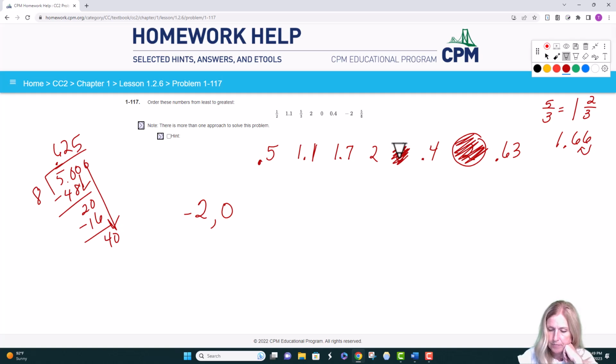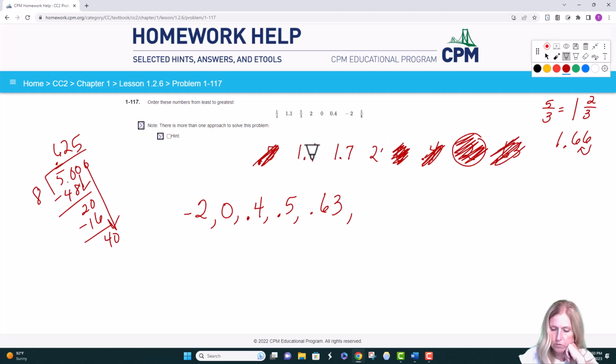So we've either got 0.5, 0.4, or 0.6. So 0.4, and then 0.5, and then 0.63, cross them out. We've got 1, 1, and 2, so let's do 1.1, 1.7, and then 2. See how easy it is to do once you get them all in the same form?